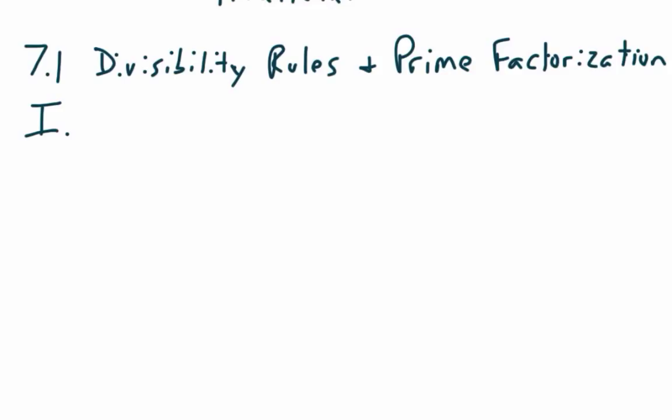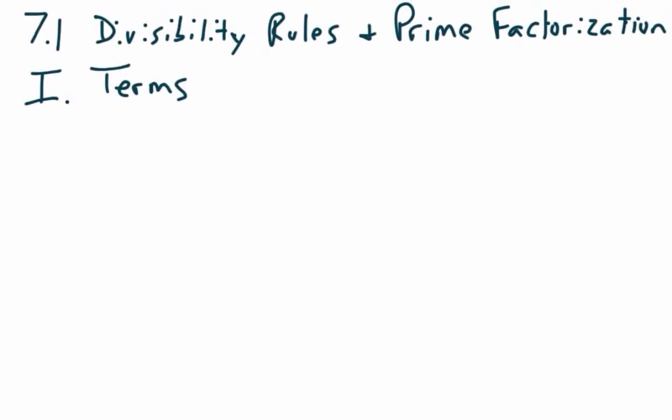So Roman numeral 1 is going to be terms. My guess is that you guys will probably do well with this stuff. Divisibility rules are just kind of hard to memorize, all of them, so we'll have to work at that. But we're going to start with the terms.